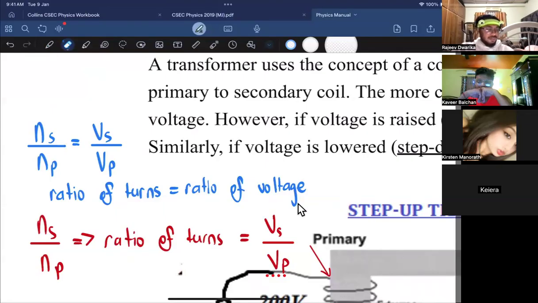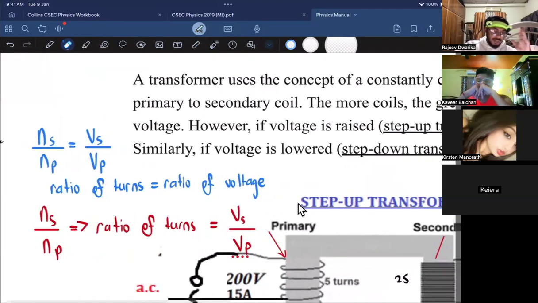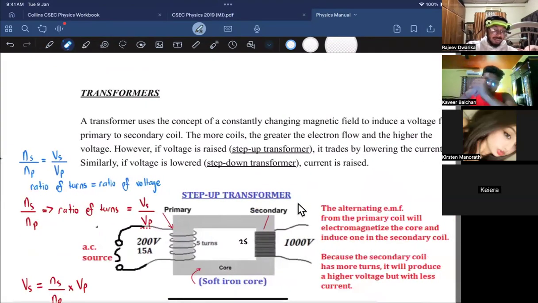Kira, do you have it down? Yeah. Okay. So Kira and Justin and Kirsten, I want you all to pay very close attention to what's going on. If you understand the concept and you forget the formula, you could figure something out in the exam. So, Justin, Kira, and Kirsten.